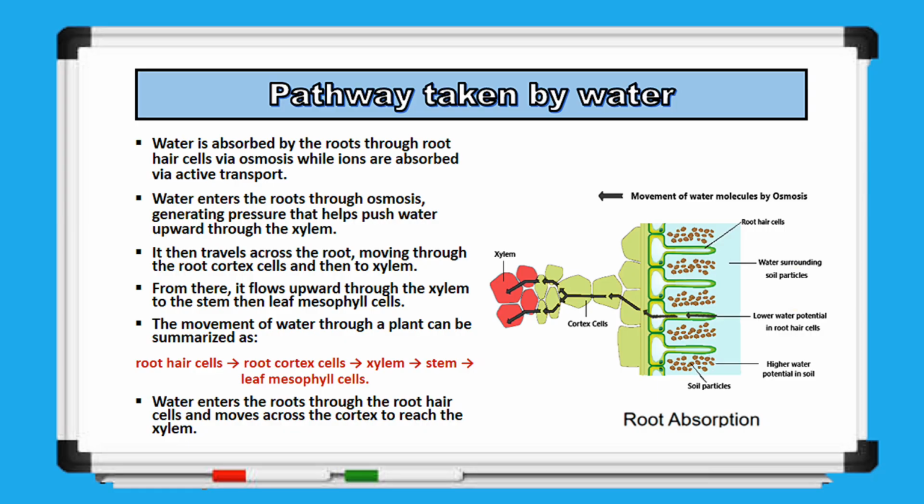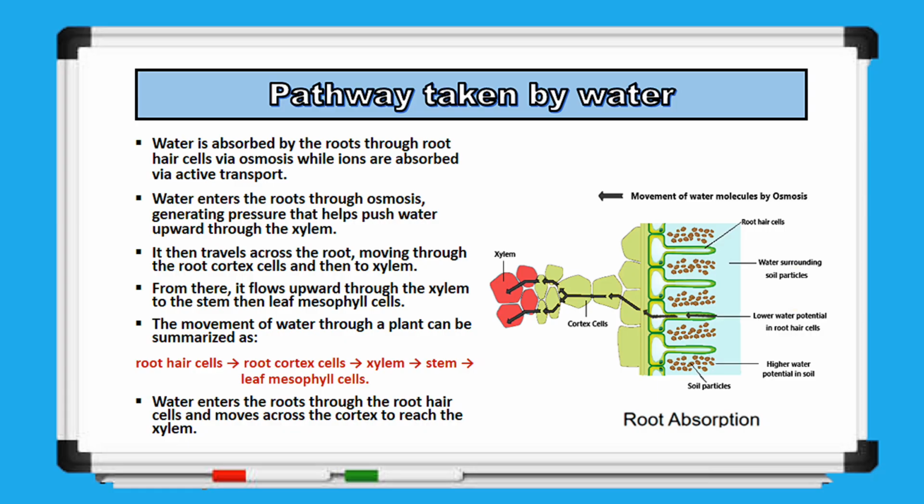Now, let's look at the pathway taken by water in a plant, focusing on how it's absorbed by the roots and then moves upward through the plant. First, water enters the root hair cells by osmosis, while mineral ions are absorbed through active transport. The osmotic movement of water into the roots creates a pressure that helps push water upward into the xylem. From there, water travels across the root, moving through the root cortex cells until it reaches the xylem. Once in the xylem, water flows upward to the stem and then onto the leaf mesophyll cells.